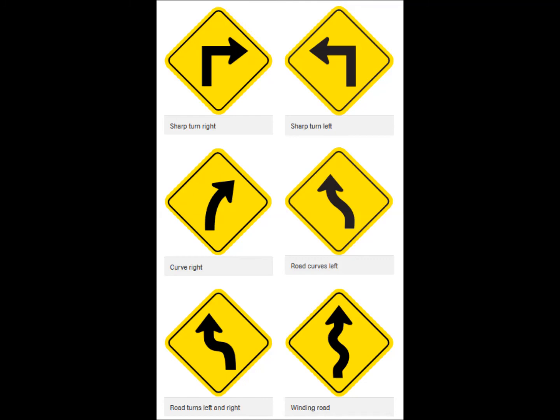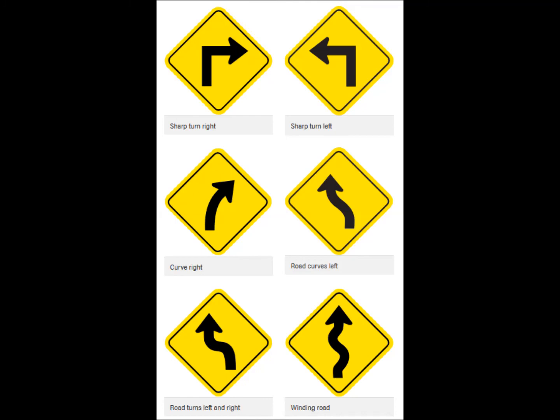angle to the left. Sharp turn left. Image description. A yellow diamond with a black outline, a black arrow goes up, curves to the left, then curves back to the right so that it is going up again. Road curves left. Image description. A yellow diamond with a black outline, a black arrow going up, then curving a 90-degree angle to the left, and a 90-degree angle to the right again, so it is going up.